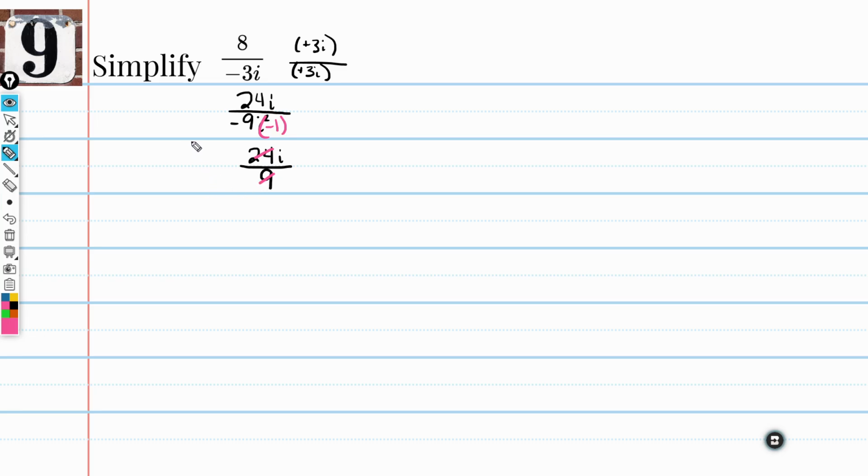And so we're going to look and see what can reduce. 24 and 9 can simplify to give us 8 and 3. And the i's can go at the end. So 8 thirds i. So if you notice between these last two problems, if you have the i in the denominator, all it's going to do is change the sign of that fraction. And the i is going to come to the numerator.